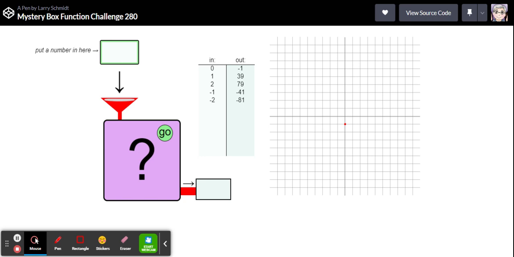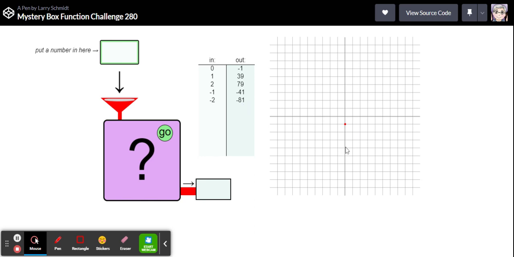My hunch is that we have a linear function, because from -1 to 39, that's going up 40. And then from 39 to 79 is going up another 40. And then when we went in the other direction, we go from this -1 at 0 down to -41. That's down 40. So when we're going the other way, we're going down. So I think we've got a very steep line. And let's see, -41 to -81, that's another down 40.